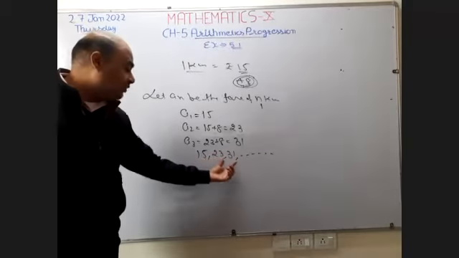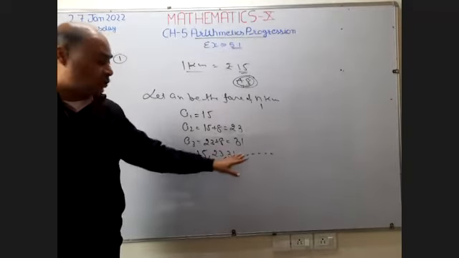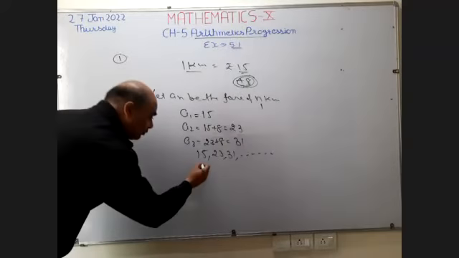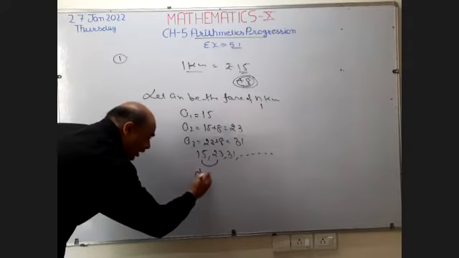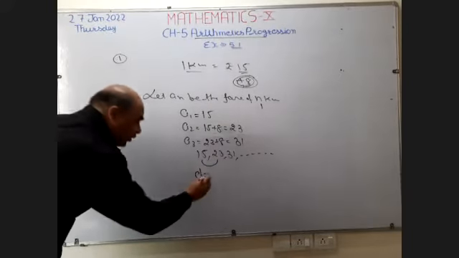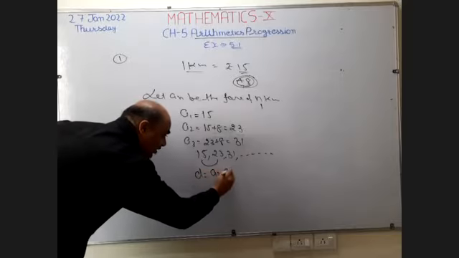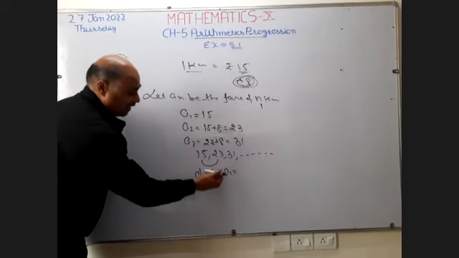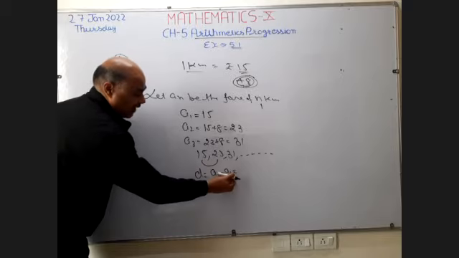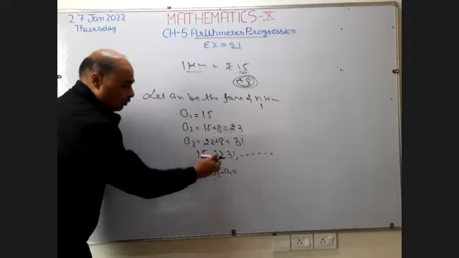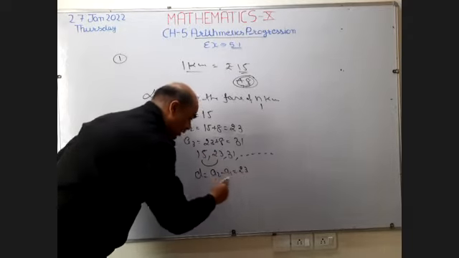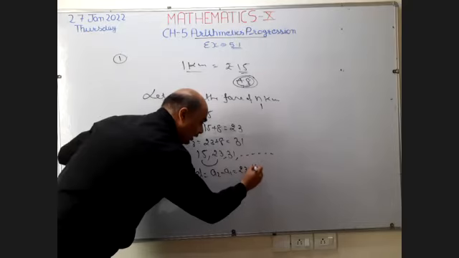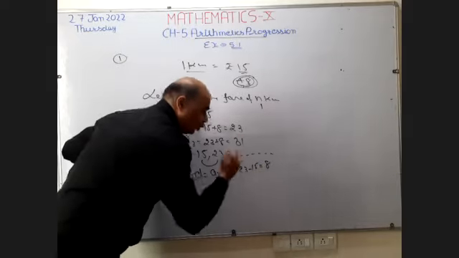If the difference between the given sequence is not the same, then it is not an AP. So I want to check the difference between the first two terms. What is the formula? Finding the common difference formula is A2 minus A1. When you want to find the difference, take the larger term first and the smaller term at the end. So A2 minus A1. What is A2? 23. What is A1? 15. So 23 minus 15 is going to be 8.